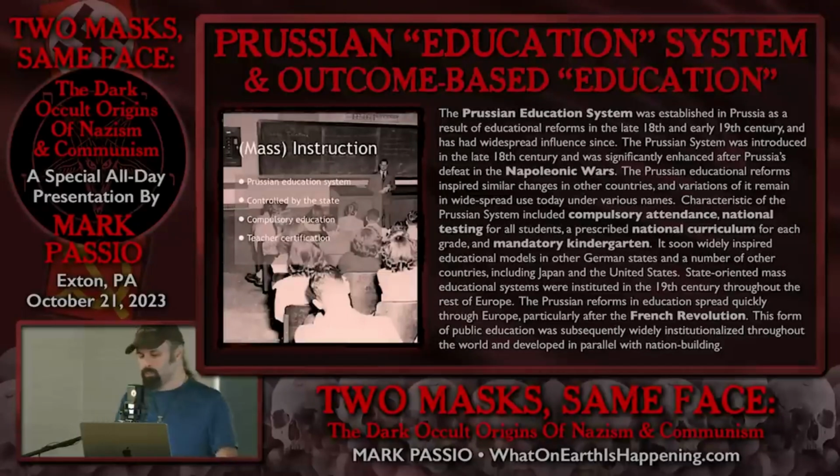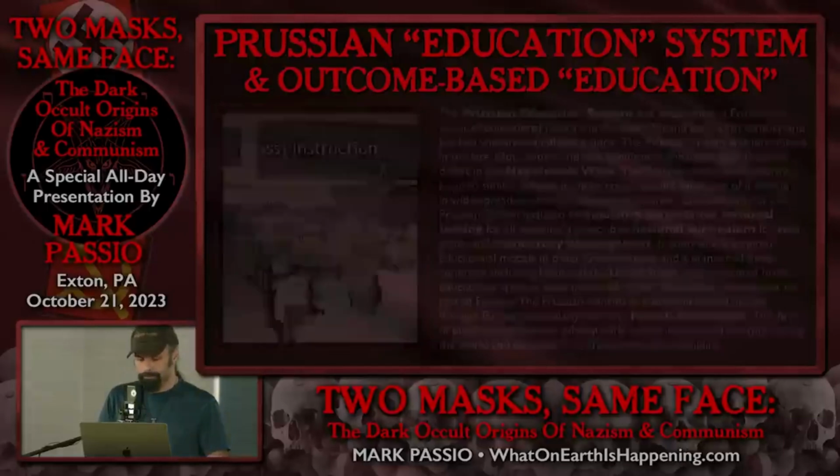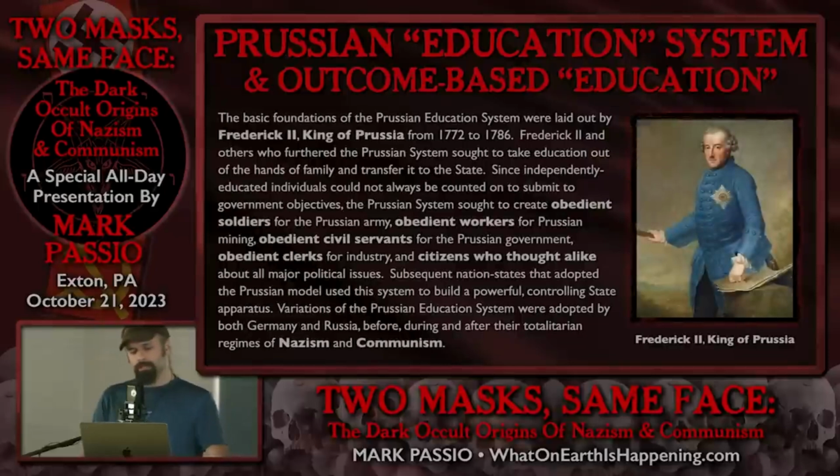State-oriented mass education systems were instituted in the 19th century throughout the rest of Europe. The Prussian reforms in education spread quickly throughout Europe, particularly after the French Revolution. This form of public education was subsequently widely institutionalized throughout the world and developed in parallel with nation building. The basic foundations of the Prussian education system were laid out by Frederick II, King of Prussia, from 1772 to 1778. Frederick II and others who furthered the Prussian system sought to take education out of the hands of family and transfer it to the state.